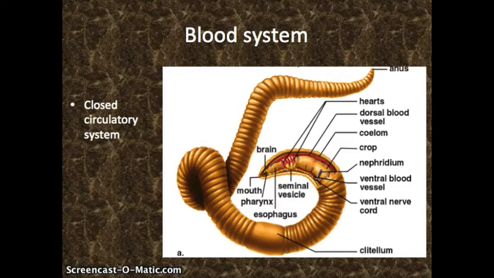There are 5 pairs of aortic arches, which have the responsibility of pumping blood into the dorsal and ventral blood vessels. The dorsal blood vessels are responsible for carrying the blood to the front of the earthworm's body, and the ventral blood vessels are responsible for carrying the blood to the back of the earthworm's body. The color of the earthworm's blood is red when it comes into contact with oxygen. However, some species of segmented worms and annelids have yellowish blood.